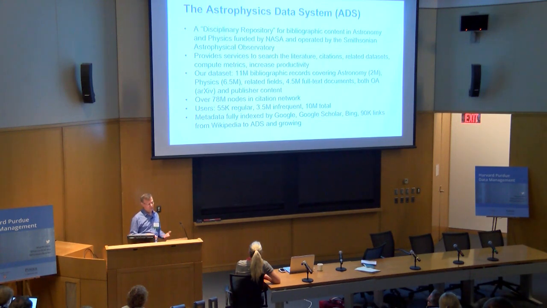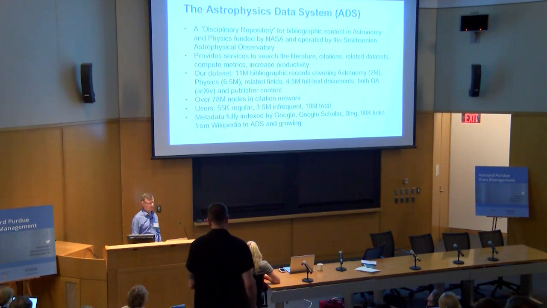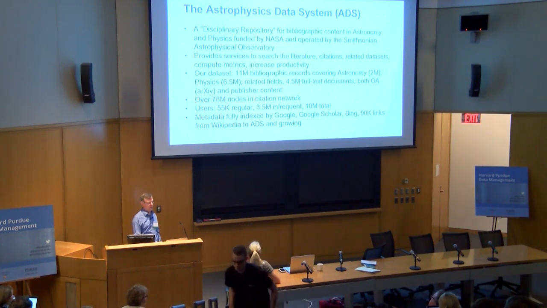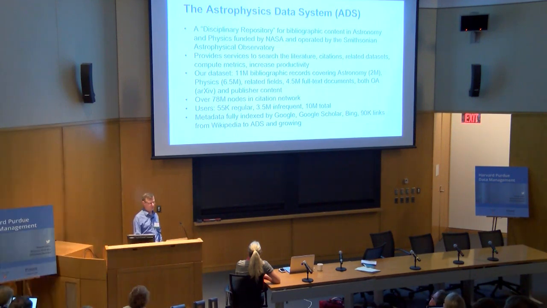We have over 11 million bibliographic records, even though our core astronomy collection only contains 2 million records. And again, the rest are other areas of physics, such as high energy physics and cosmology, which are of interest to astronomers.